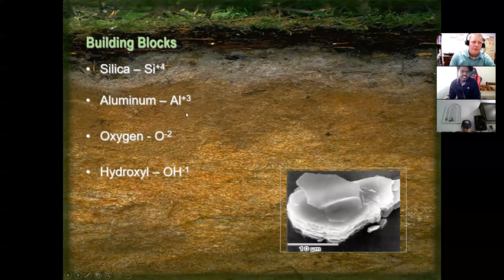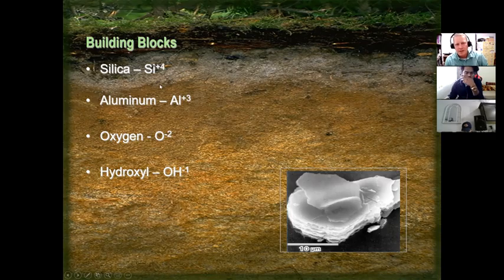Now, the building blocks of these sheets and crystalline structures are generally silicon, aluminum, oxygen, and then this OH, which is a hydroxyl. Notice these charges, they're kind of important. Oxygen is a -2, aluminum is a +3, and silicon is a +4. Those are going to be important as we go along here.